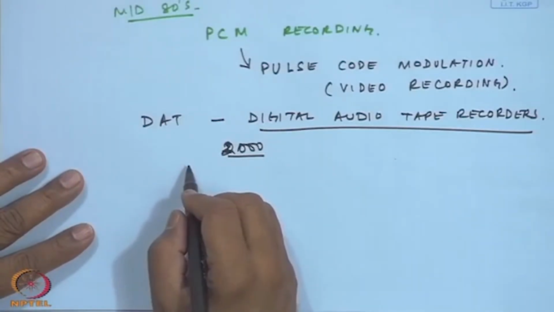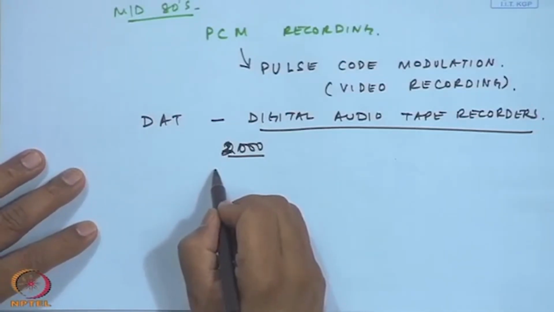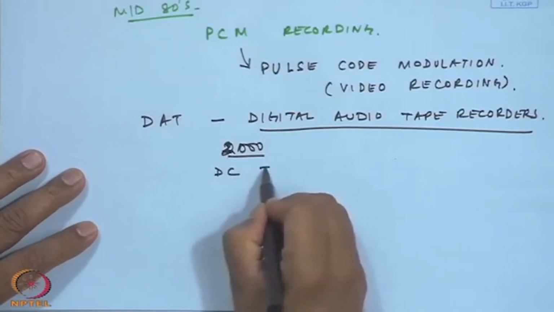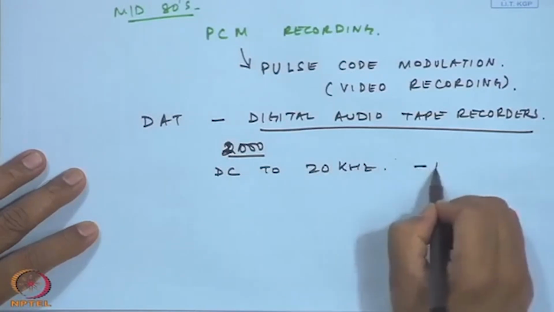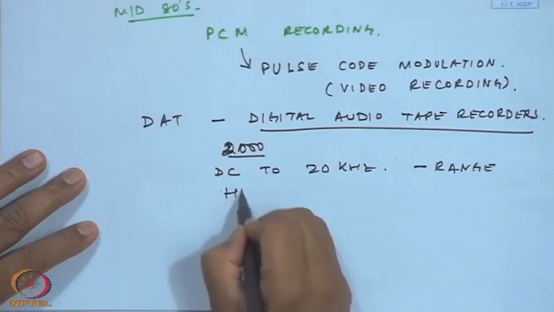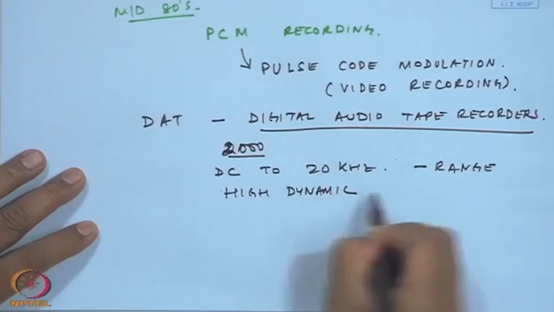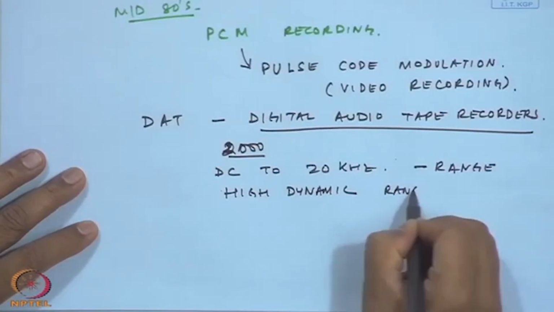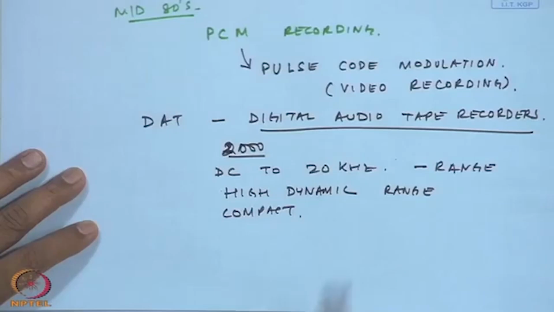And the advantage of these DAT recorders is that they cover a DC to about 20 kilohertz range, have a high dynamic range, are compact, and so on.